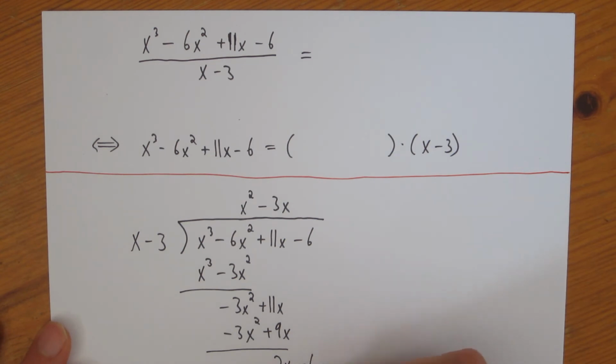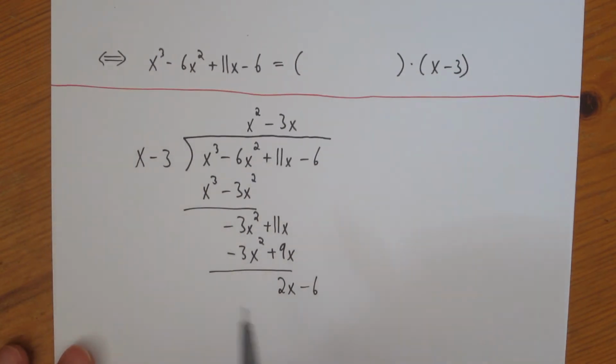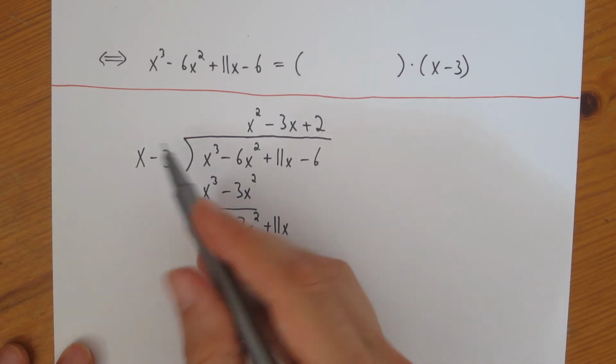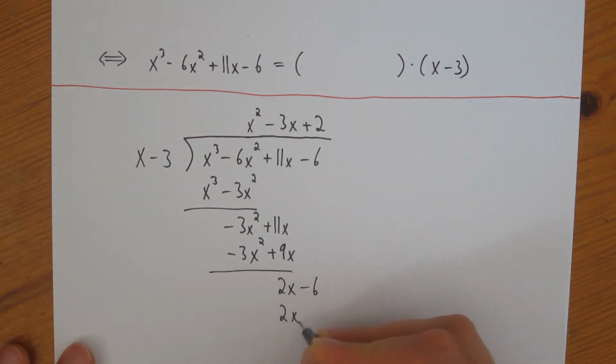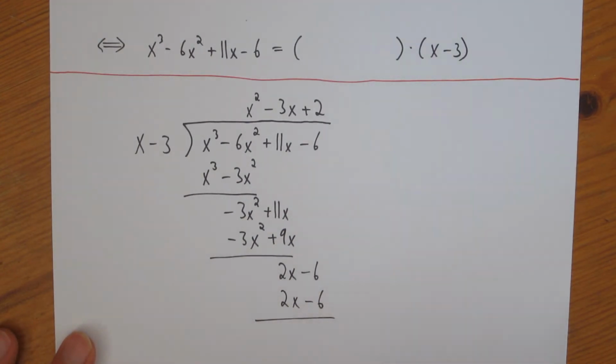We move down the minus x, focusing on the leading terms. How many times does x go into 2x? Well, twice. So we write plus 2 there. 2 times x minus 3 is 2x minus 6. We do the minus thing, we get 0. And since we get 0 down there, it means that the division went out.